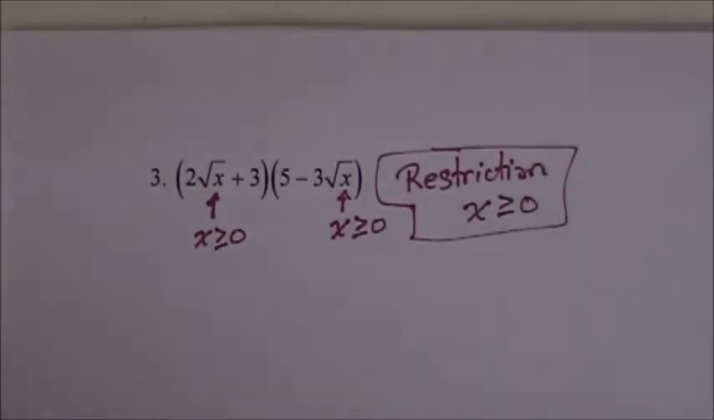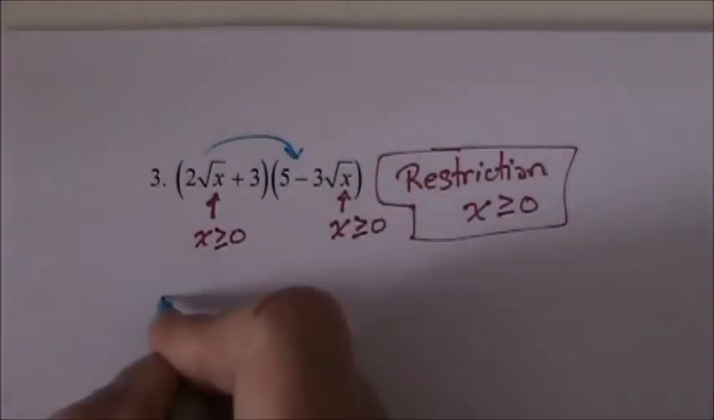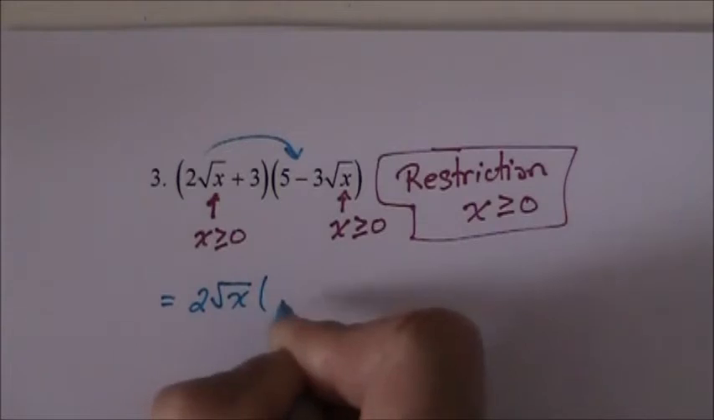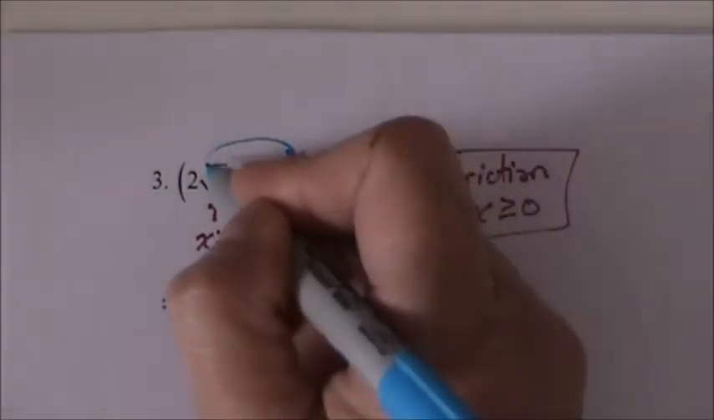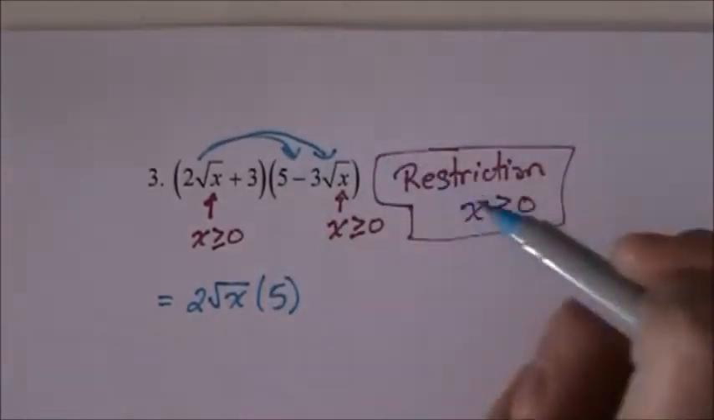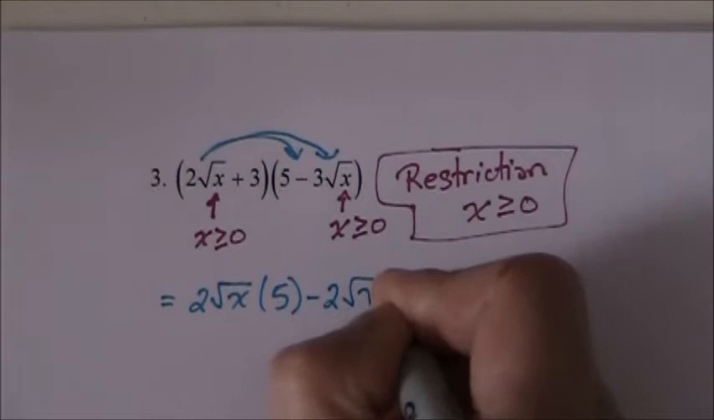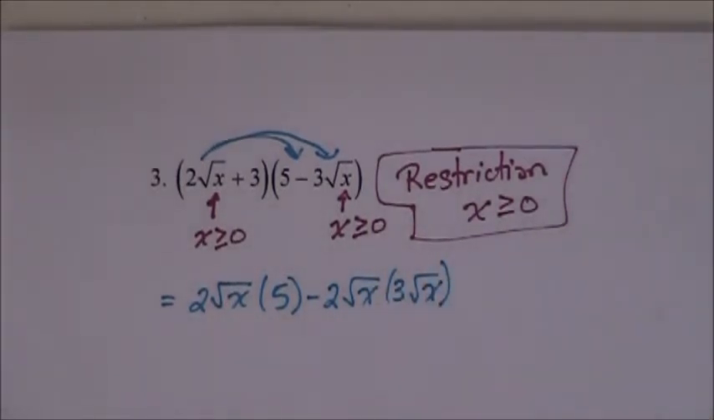Now, as we go to do this, remember everybody in the first bracket needs to multiply everybody in the second. So these two are going to multiply together. That means I'm going to have 2 square root x times 5. And these two are going to multiply together. Positive times a negative is a negative. 2 square root x times 3 square root x. And that takes care of our 2 square root x.